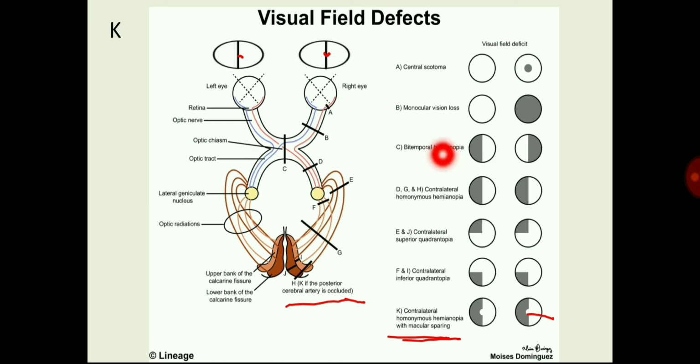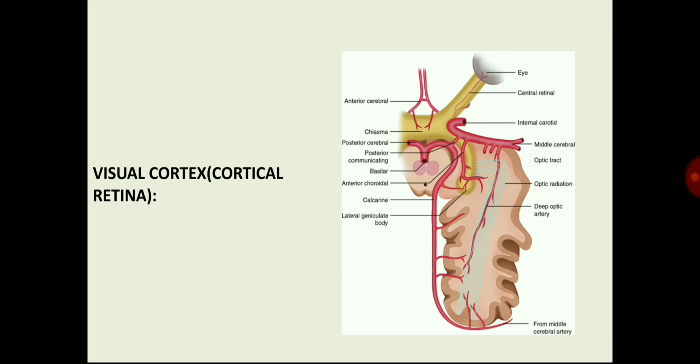and if there is total damage to this region of the occipital lobe, it will produce this condition, that is H, contralateral homonymous hemianopia. In this image you can see this region of the occipital pole, that is the macular region, supplied by some of the branches of the occipital artery here, and some of the deep branches of the middle cerebral artery.